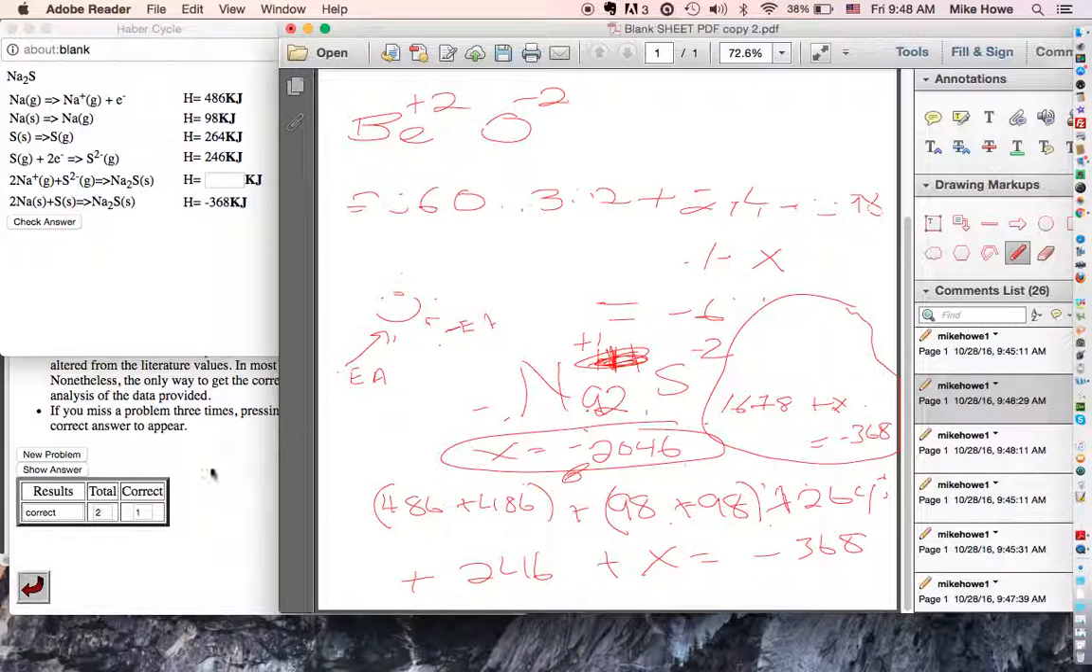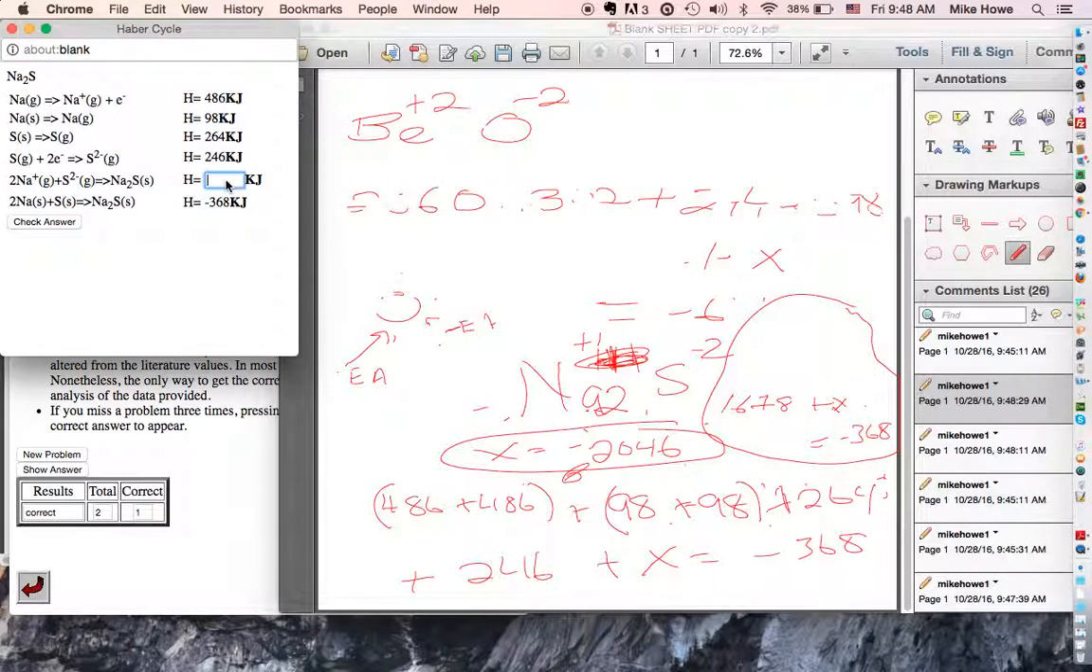All right, so we put in negative 2046, and hit check answer. And now you'll notice we have 2 correct down here. So that's how you do these problems.